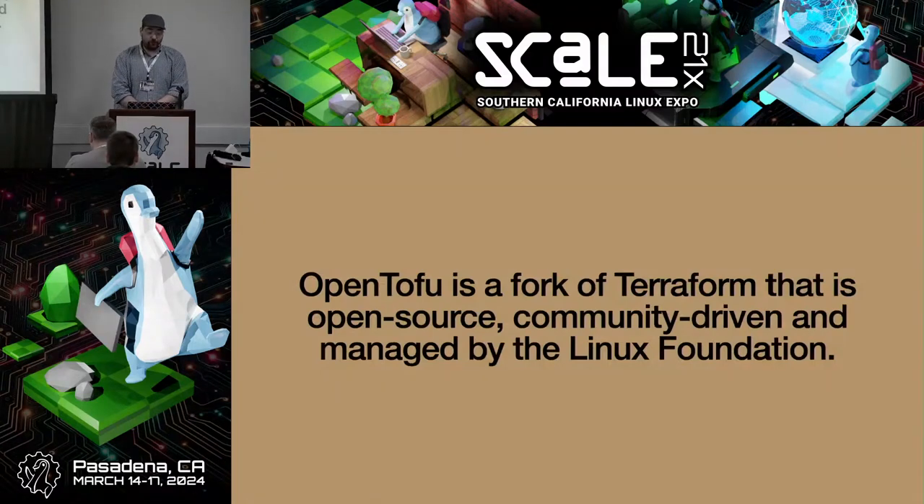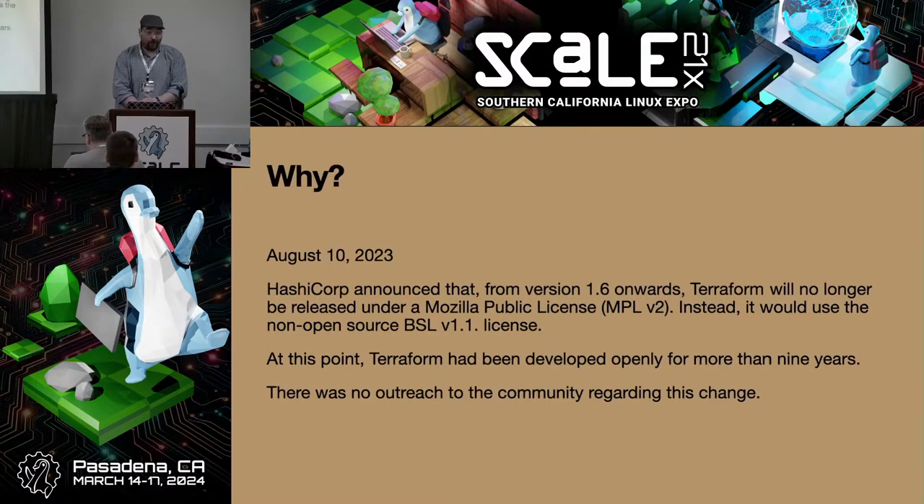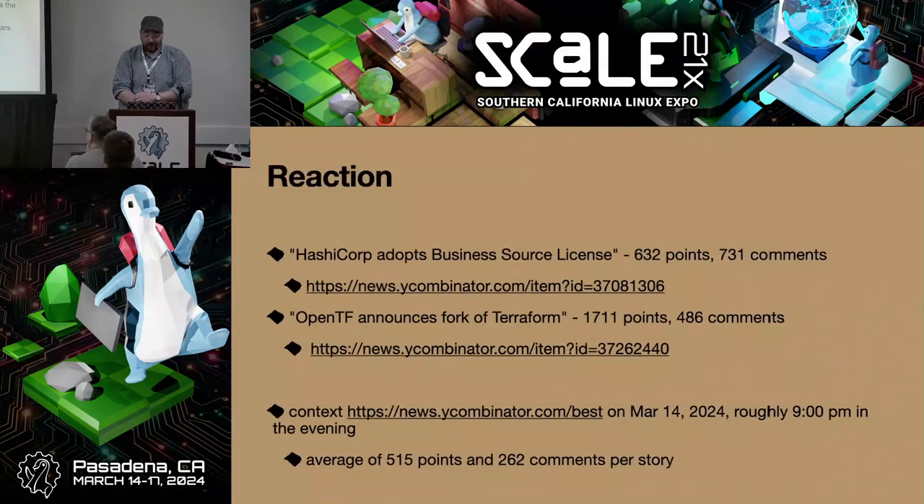OpenTofu, of course, is a fork of Terraform, open source, community-driven, and managed by the Linux Foundation. Why was it forked? Mid last year, HashiCorp, after 9-some years of open development under an MPL v2 license, decided to switch to a BSL license. There was little to no warning given to the community, and so there was quite a bit of reaction about this. I'm not going to dive into the politics of what they did.